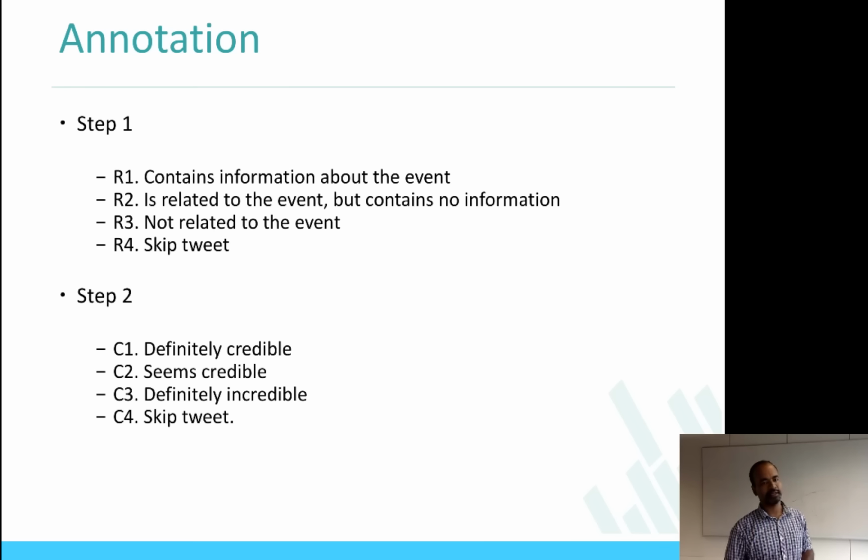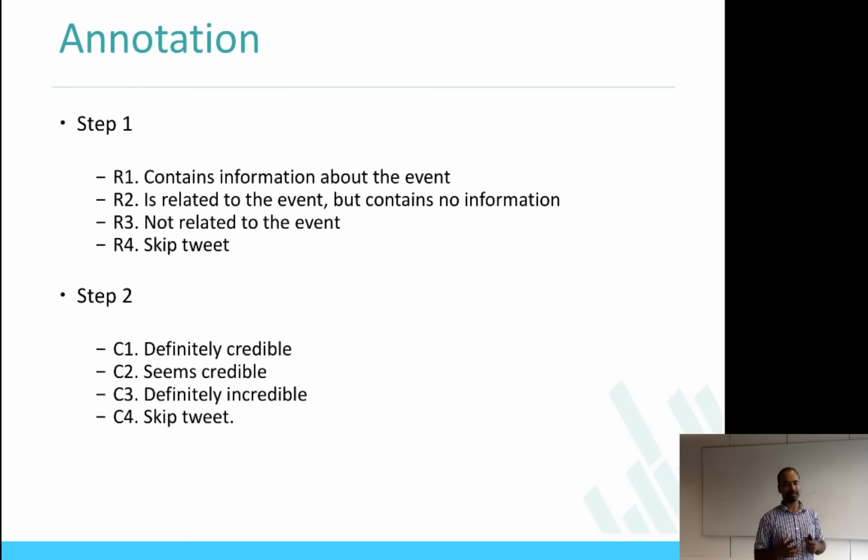Step 1, in this case, contains information about the tweet. A post is shown to the user, and then the user actually decides on one of these 4 categories, which is: contains information, is related to the event, not related to the event, skip. If in step 1 the user decides that there is information in this post, then the user is asked about: definitely credible, seems credible, definitely incredible, and skip tweet.